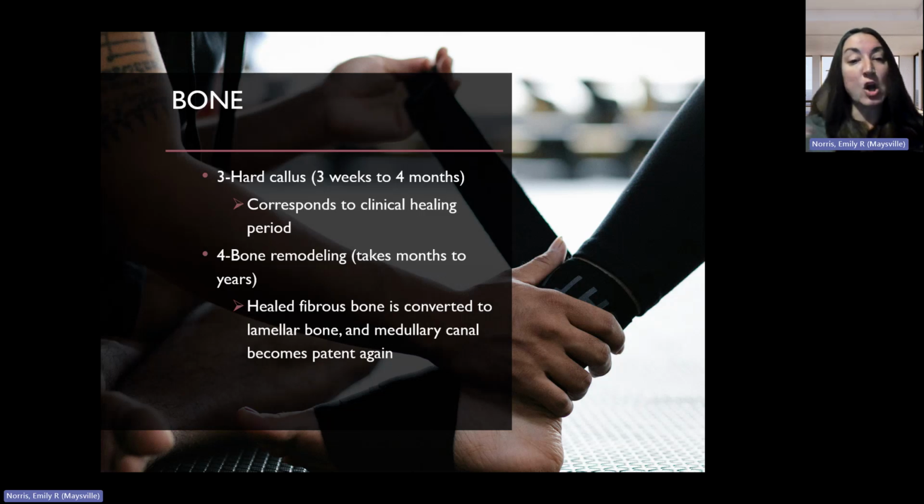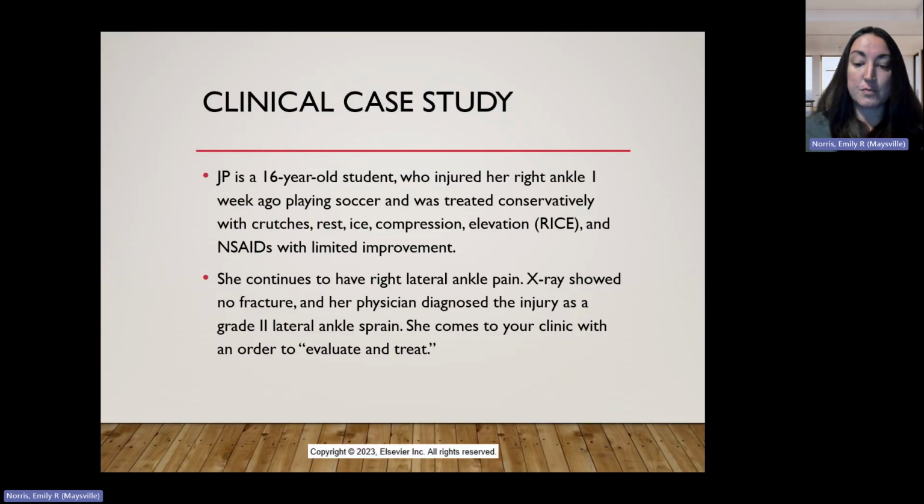The third stage is when a hard callus forms. That's usually 3 weeks to 4 months after the injury. So that's how long it typically takes bones to heal. And then bone remodeling occurs, where it becomes harder and more like the bone that it replaced. That can take months to years to completely finish.